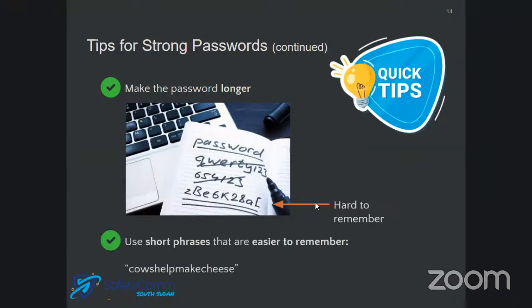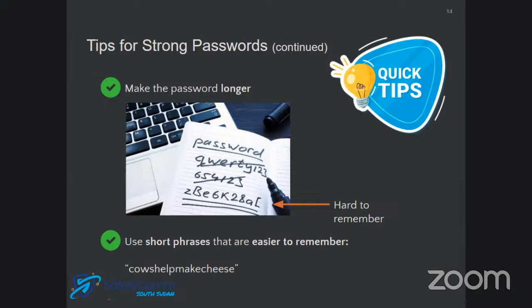Use short phrases that are easy to remember. So there is something called a passphrase. Passphrase is the common thing nowadays, or something that is stronger. For example, you can see down there, the cow helps make cheese. That is a statement. Can you forget that? So assuming you're using that as your password, you'll never forget it. You just know that cows help make cheese.